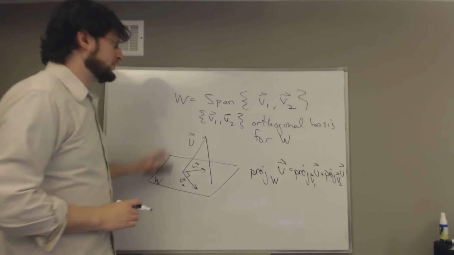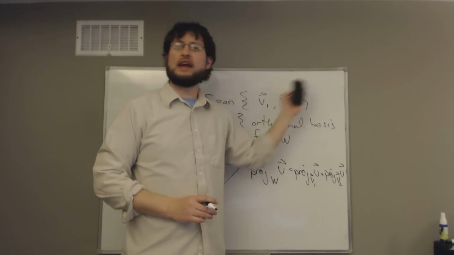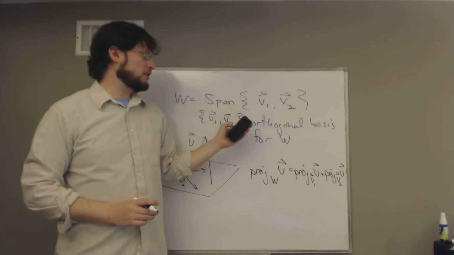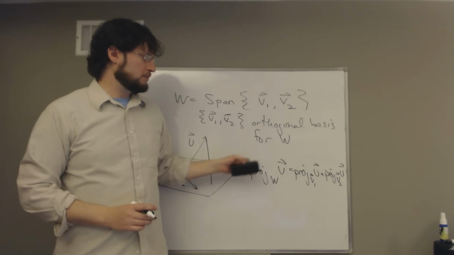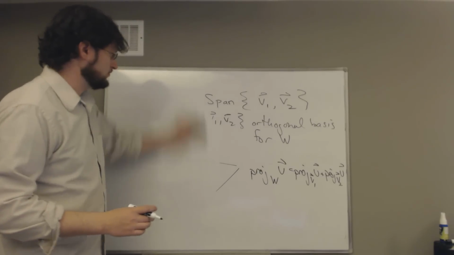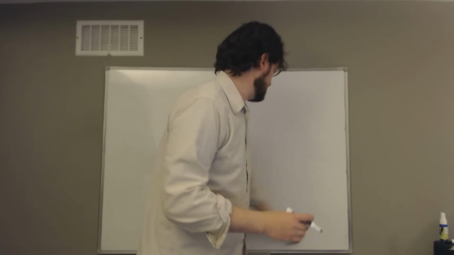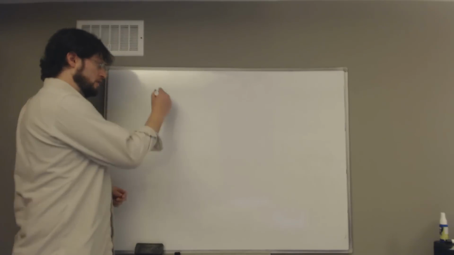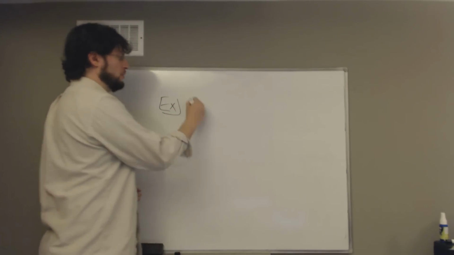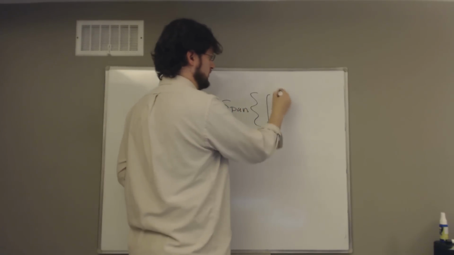All right, so this is not special. This really can actually be v1 through vk. I can have any basis elements as long as they are an orthogonal basis, and we're going to come up with the same basic idea. So let's look at an example. Suppose that w is the span of the following vectors.